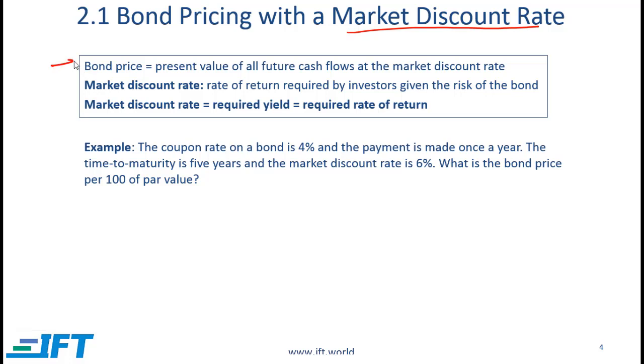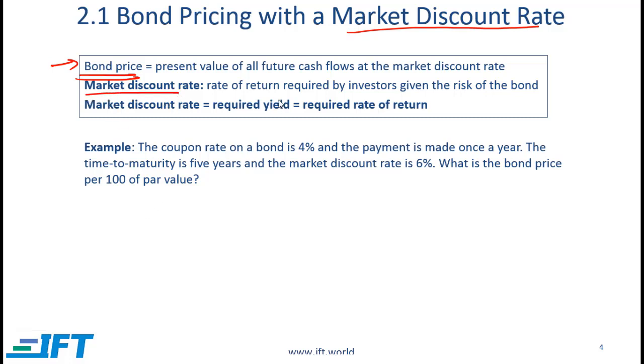The principle is this: the price of a bond is equal to the present value of all future cash flows at the market discount rate. And I've alluded to this before, and this concept has been covered earlier in quantitative methods and corporate finance. The basic idea is that you project the cash flows and then discount those cash flows back at a rate. That rate is called the market discount rate.